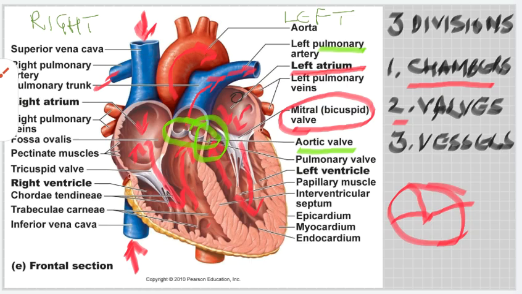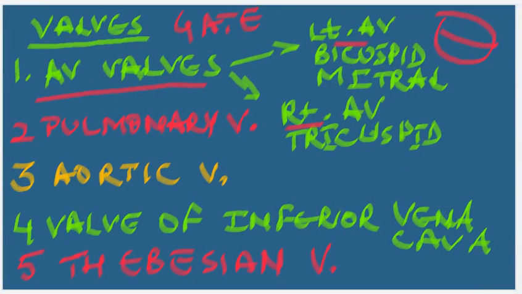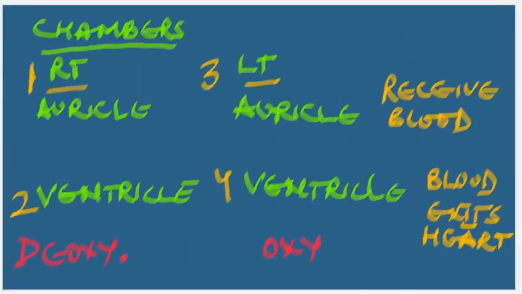Right. Now there is just one more valve, and that valve is also present in the right auricle, and that valve is called the Thebesian valve. Let me just show you the spellings here. This is the last valve, which is called the Thebesian valve. And what is the role of the Thebesian valve?